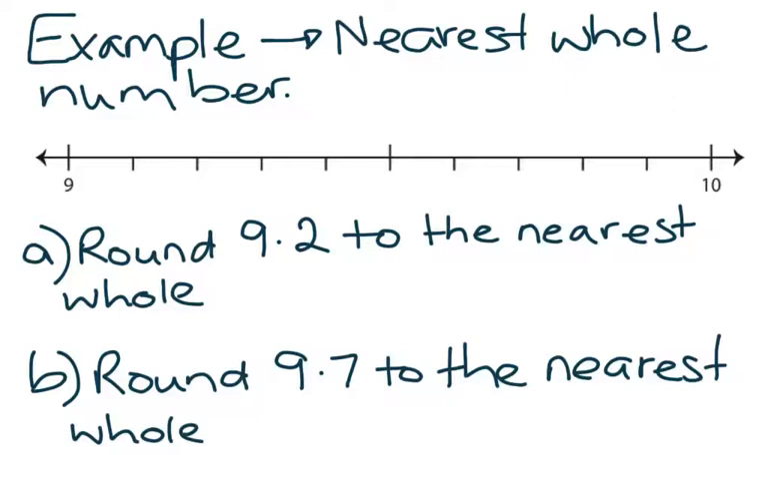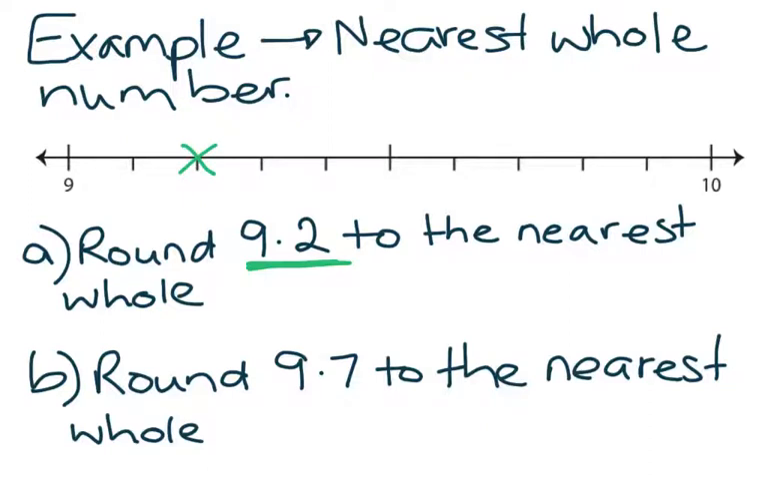So for example, our first example is rounding to the nearest whole number, and I've drawn a number line here because it's the easiest way to show students who are learning how to round. By putting them on a number line, they can see which end it's closest to, because rounding is going to the nearest number. So we're looking for the nearest whole number here, and I've got two examples. The first one is round 9.2 to the nearest whole. So the first step is actually finding where 9.2 is on this number line. You can see it goes up by 0.1 each time, so it's 9.1, 9.2, 9.3. So 9.2 would be here on the green spot.